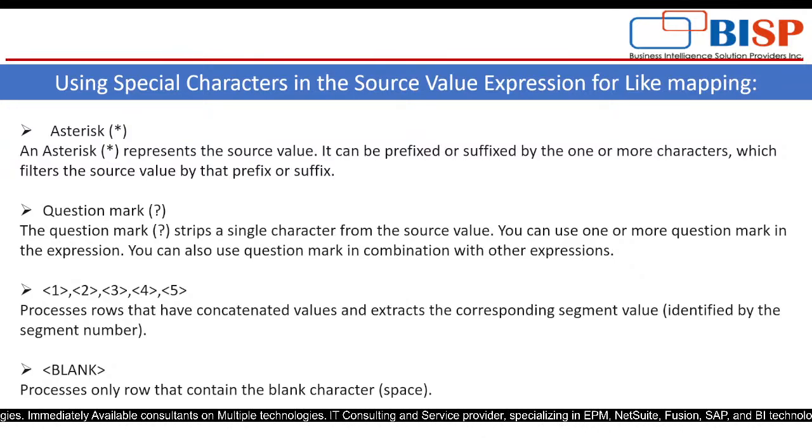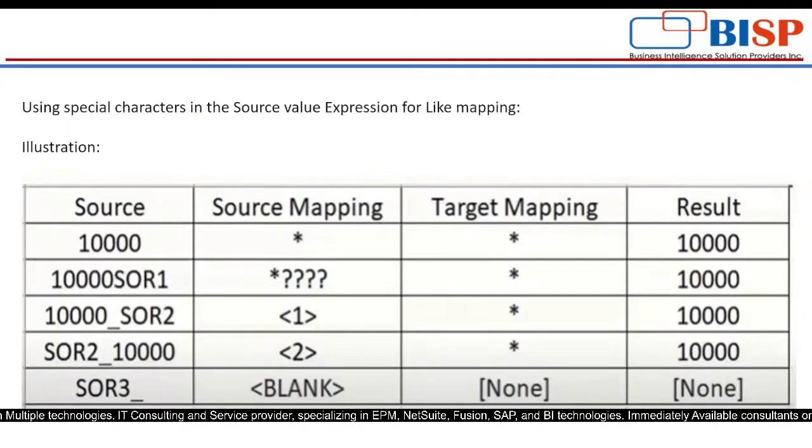Now we can see that we have numbers 1, 2, 3 inside the greater than and less than brackets. This processes rows that have concatenated values and extracts the corresponding segment value. Then we have the blank. This processes only rows that contain a blank character or a space. So let us see an example of this expression mapping.